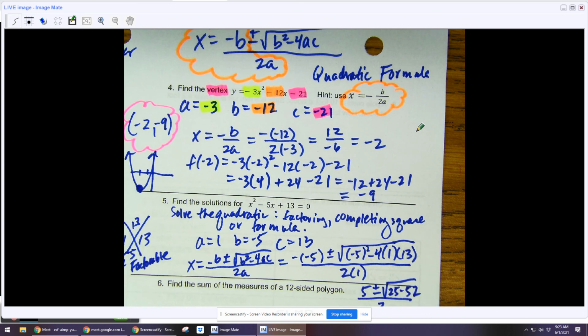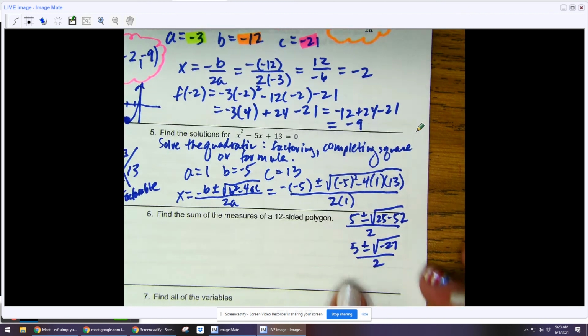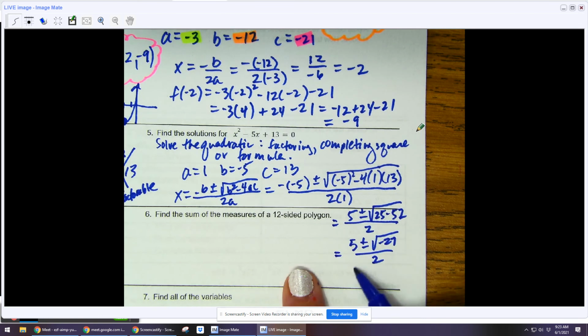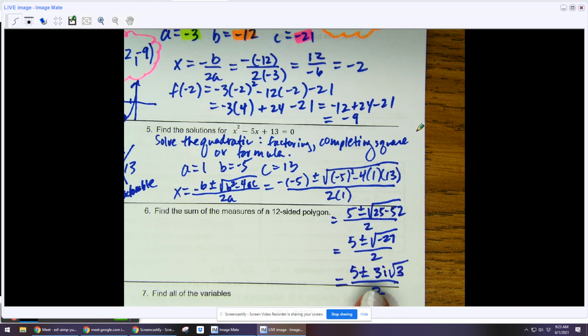And that's where imaginary numbers came in. What are you expected to do on this final exam? You're expected to simplify this. 5 plus or minus, it's going to turn out to 3i root 3 over 2. Because negative 27 is negative 1 times 9 times 3. The square root of negative 1 is i. The square root of 9 is 3. And the root 3, nothing can happen, so it stays under.